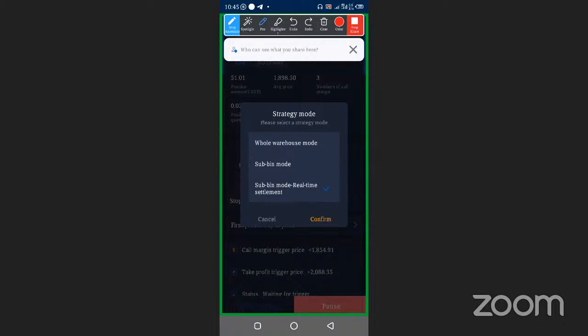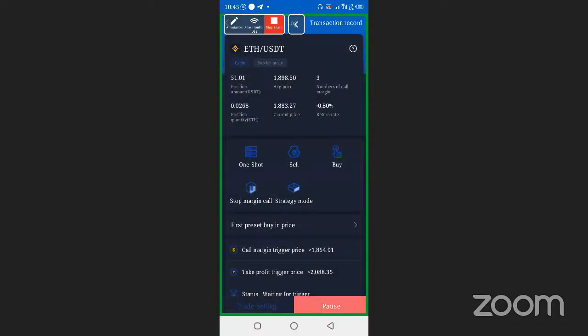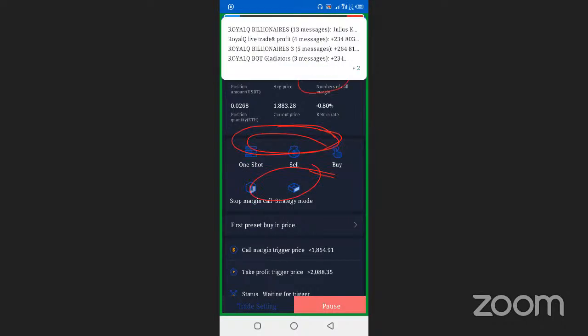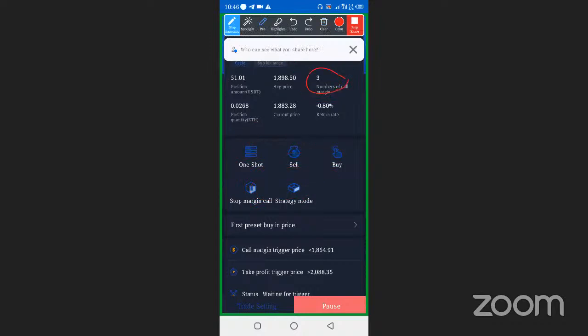So just come quickly and change. If it was on one shot and the strategy mode was on wall warehouse, just change this and bring it back to this, and then confirm. After confirming, that is if it had already made 4 margin calls. If it is 3, you can give it a chance. If it goes to 4, there's a likely possibility that it will go to the 5th call.